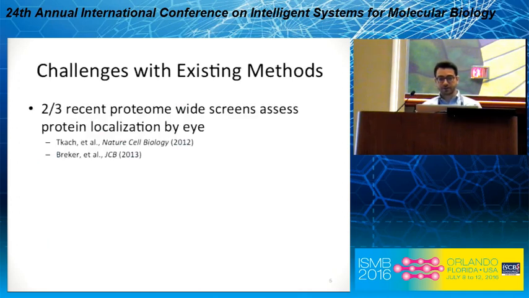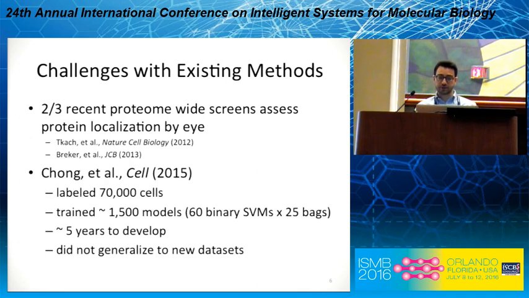So ultimately, the challenge with existing methods is that despite advances in algorithms, there's still a lot of groups that are doing this kind of work by eye. Two out of the 3 recent proteome-wide screens still assessed localization by eye. And our group, which did it quantitatively, ended up being a huge effort. We required labeling of 70,000 individual cells. We trained about 1,500 models because we used binary SVMs, each with 25 bags. It took probably over 5 years to develop.